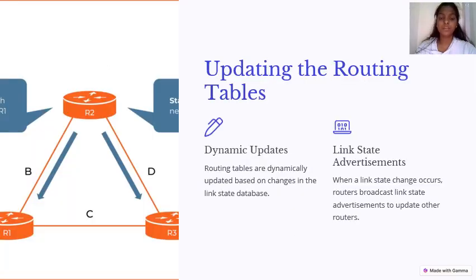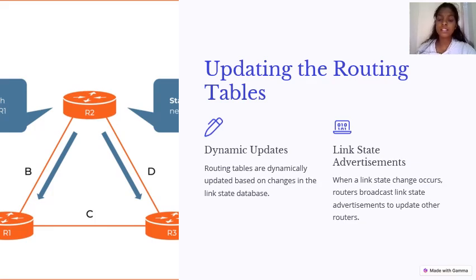Updating the routing table. There are two types of updating the routing tables. First is dynamic updates and the next is link state advertisement. Dynamic updates means the routing tables are dynamically updated based on the changes in the link state database. This is about the dynamic updates.